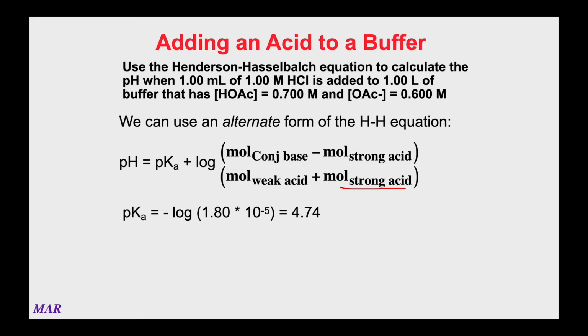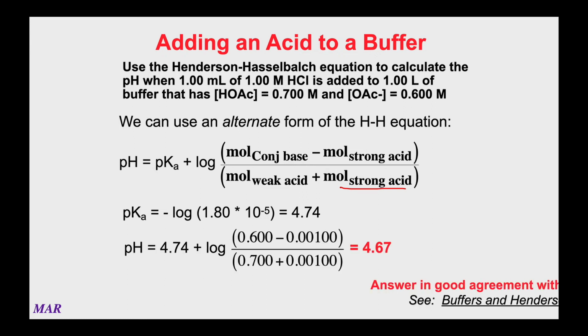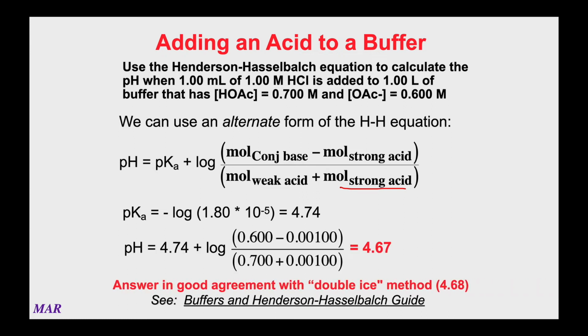Anyway, pH equals pKa, minus log of Ka, 4.74. Well, if you figure out all of these numbers then, pH equals pKa, 4.74, plus log, concentration, 0.600, because we have 1 liter here, so it's exactly that. Anyway, 4.67 is the pH you get. Now, double ICE gave 4.68.